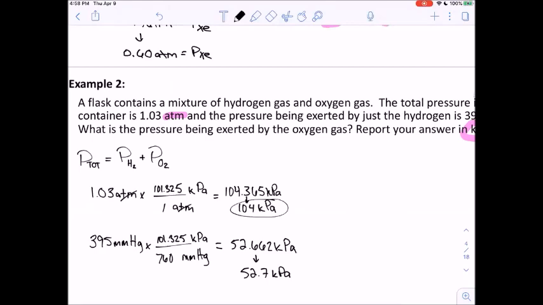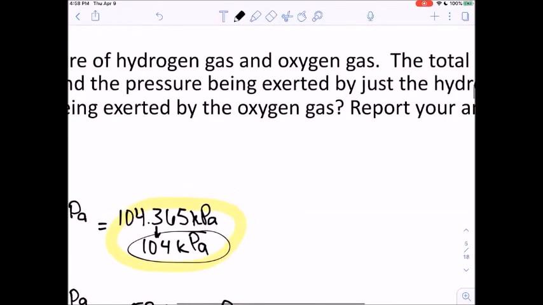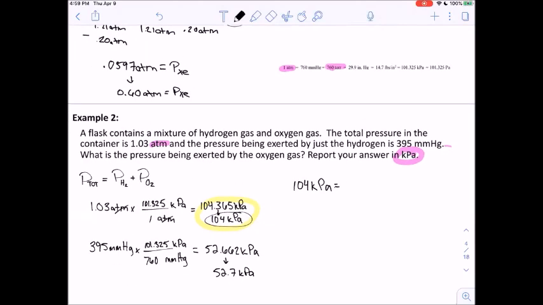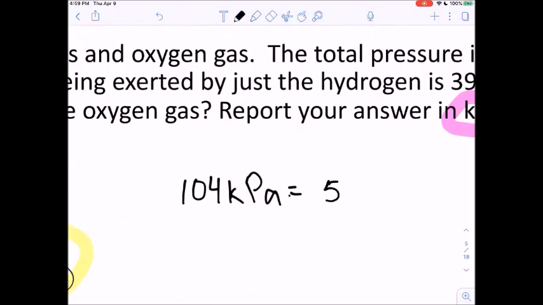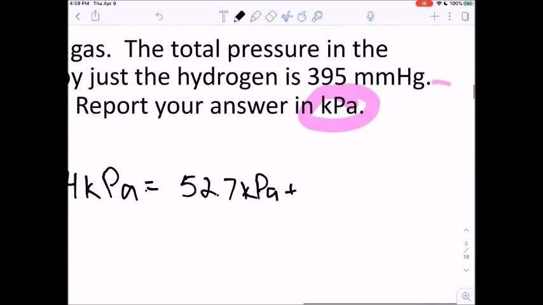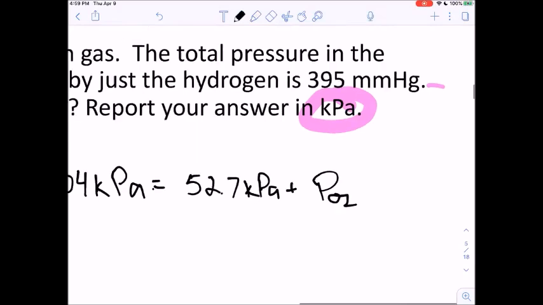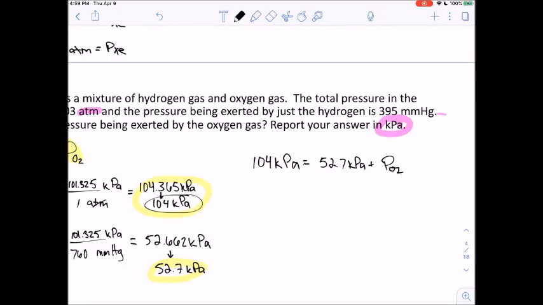At this point, we have all of our information, so we can plug it into our equation and solve. So our total pressure, which we saw here, is 104 kilopascals. And according to our equation, total pressure is going to be equal to the pressure of the H2 plus the pressure of the O2, right here. So the pressure of the H2 that we just solved for was 52.7 kilopascals. And to that, we're adding the pressure of the O2. So the total of those two is going to equal 104 kilopascals.